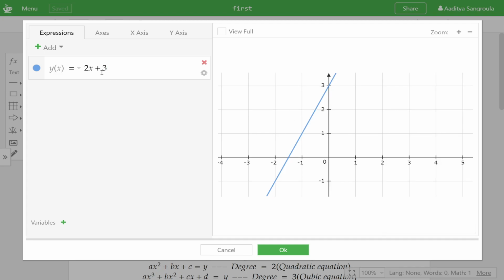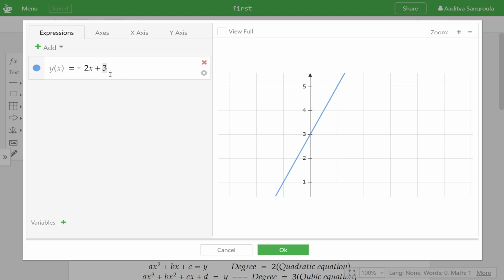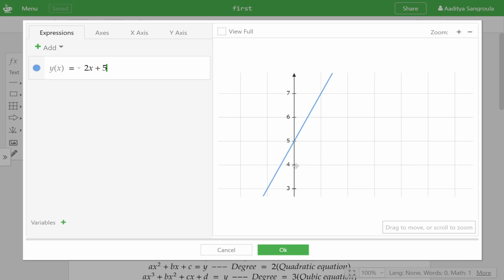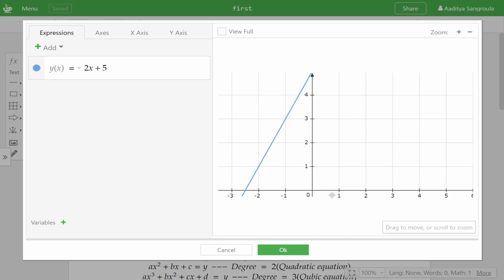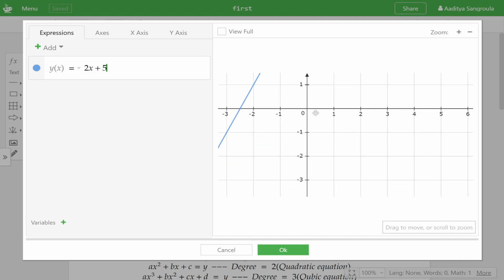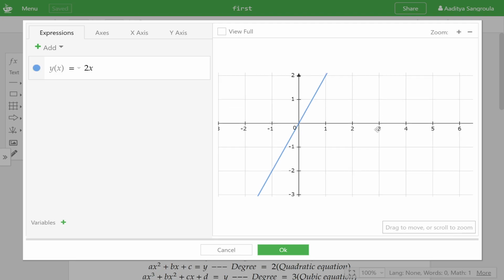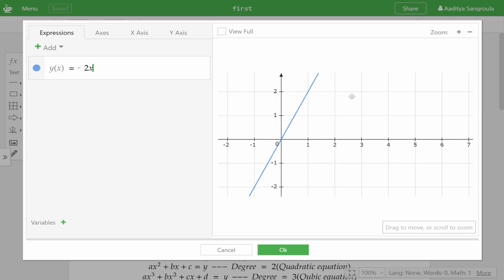And this 3 is c, which is the y-intercept. The y-intercept is the point on the y-axis, the magnitude on the y-axis at which the line cuts the y-axis. So if it was 2x plus 5, then this point of intersection between the line and the y-axis would be at 5. Look at this, right? It's at 5. If it was just 2x, that would mean it has no y-intercept, so it would be passing through the origin. Look at this, right? It's passing through the origin. So this is the simple thing.